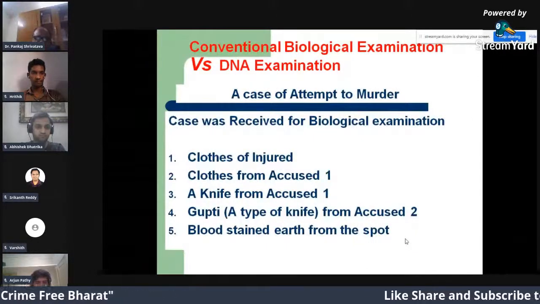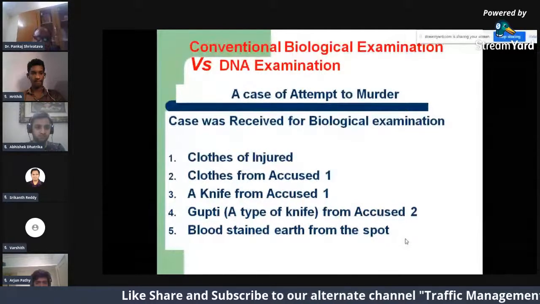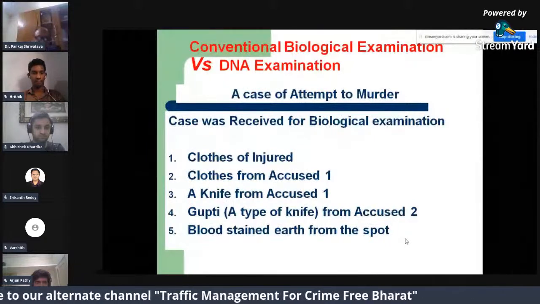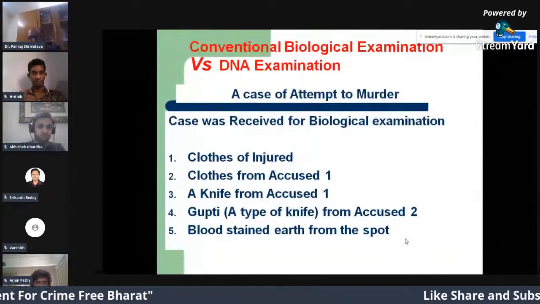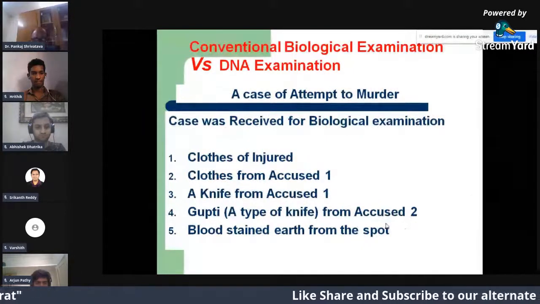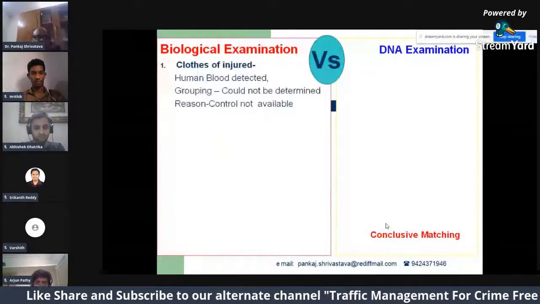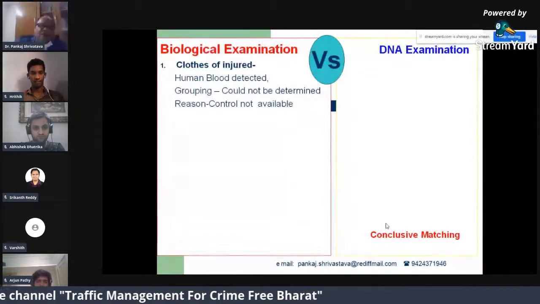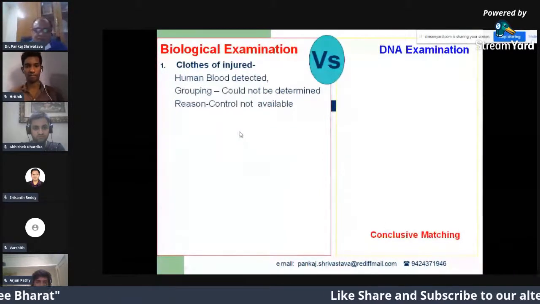Okay, so now in the case, clothes of injured were there, clothes of accused 1, knife from accused 1, gupti, it's a type of knife, from accused 2, and blood stained earth from spots. So these were the materials which were received for biological examination. Now see the result. With clothes of injured, human blood was detected. Then grouping could not be determined. Reason, control was not available.